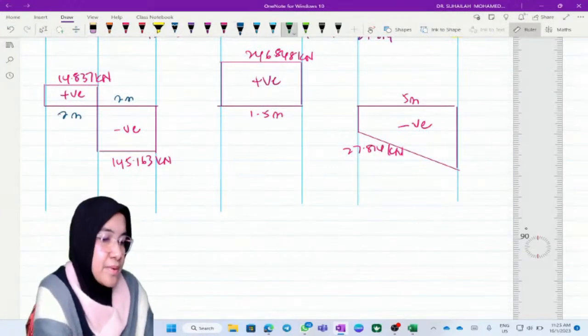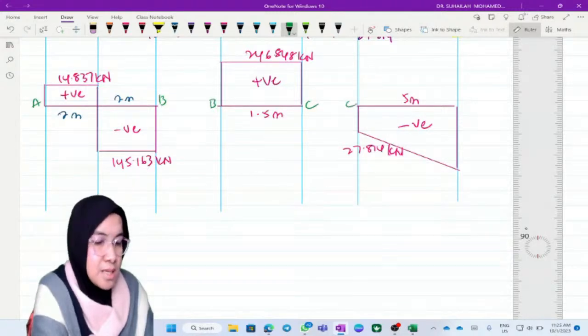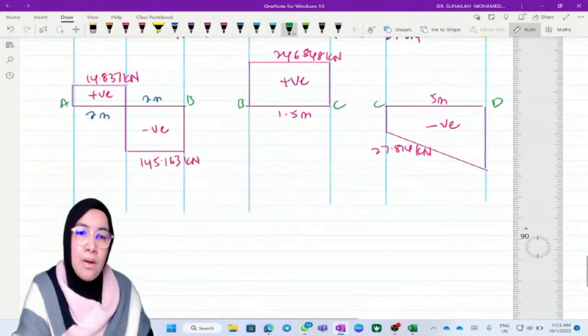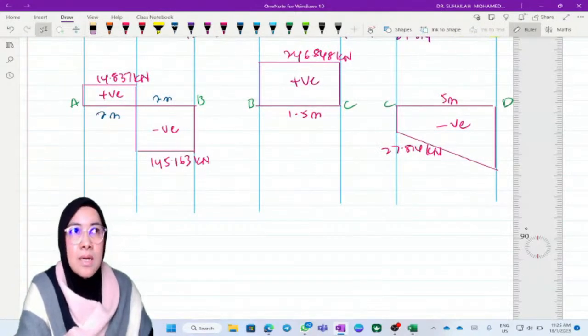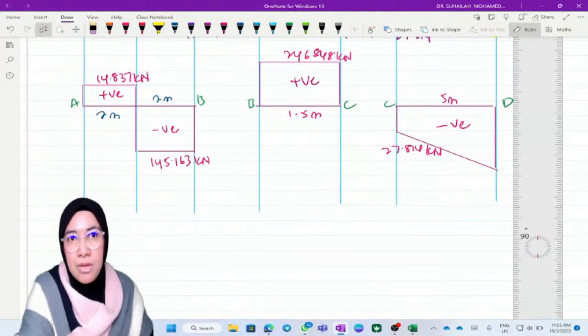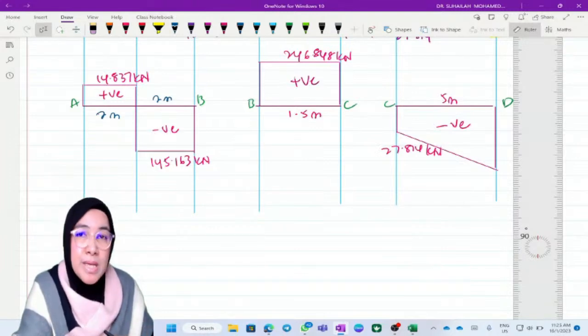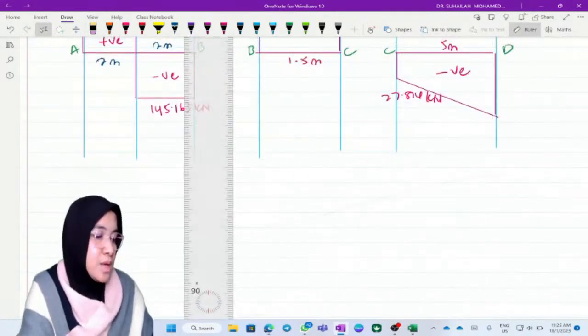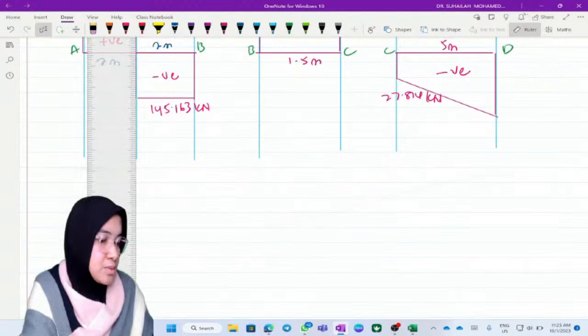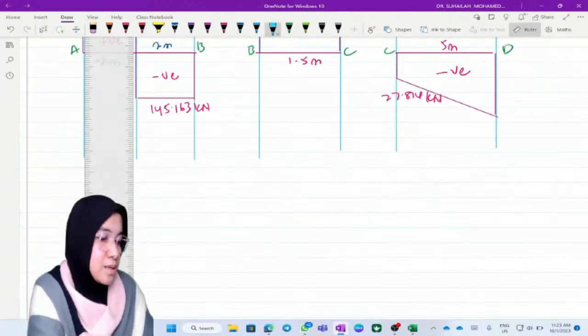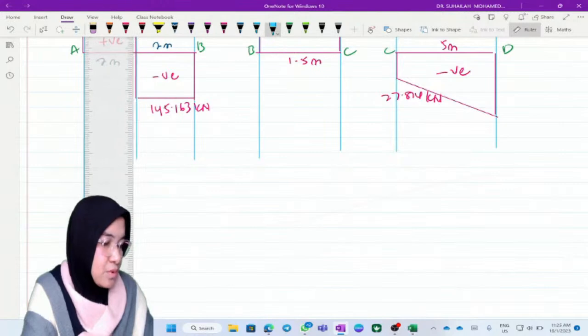So this is A, B, C, D. Okay, now we will check whether, based on the shear force diagram, we get the right moment, same with the moment in the table. So I just need to continue this line. This is for the bending moment diagram.